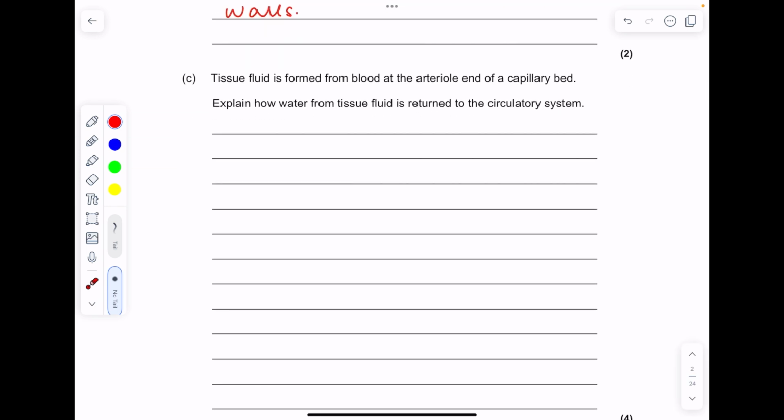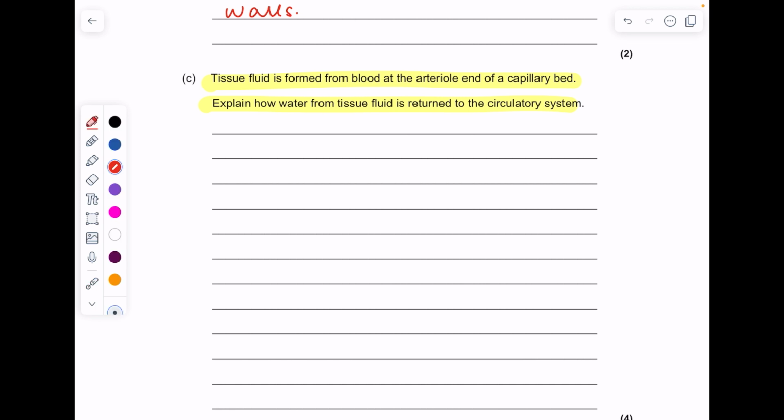Tissue fluid is formed from blood at the arterial end of the capillary bed. Explain how water from tissue fluid is returned to the circulatory system. So this is everything I was talking about to do with the difference between the hydrostatic pressure at the arterial end versus the oncotic pressure at the venous end, which is responsible for returning tissue fluid to the blood by osmosis. We just need to talk about the latter part of that explanation because we're talking about tissue fluid being returned to the circulatory system.